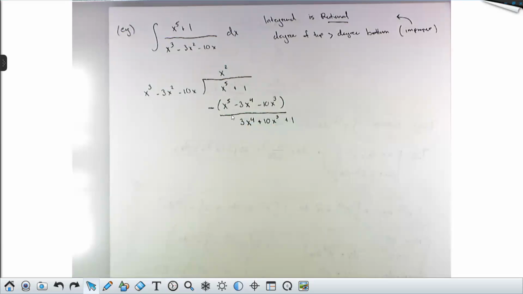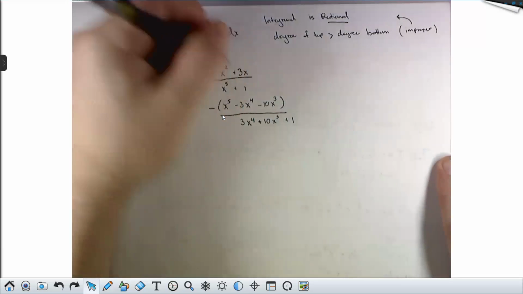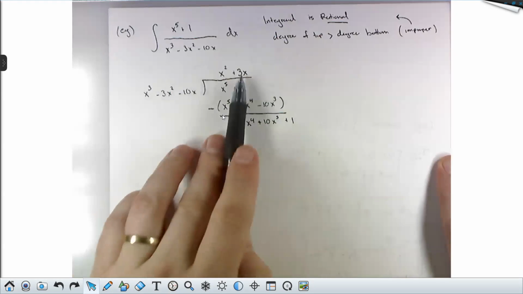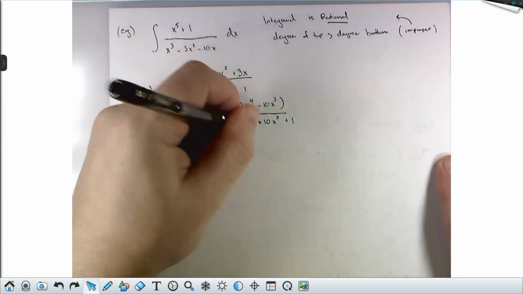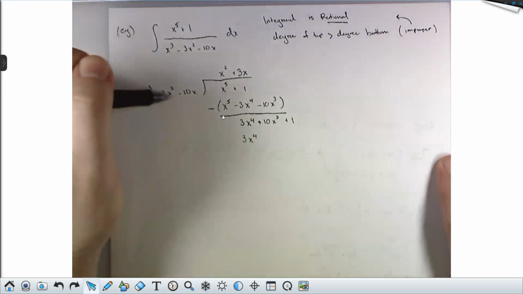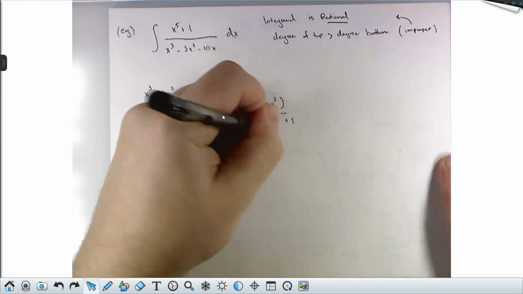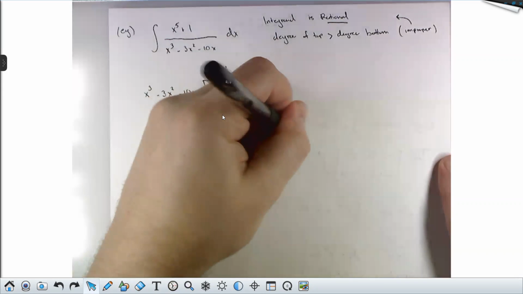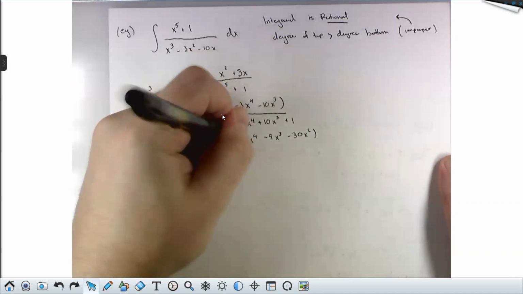Okay, then we just do it again. So now I ask about this lead term: what do I need to multiply this by in order to turn it into 3x to the 4? So x cubed times what is 3x to the 4? It's going to be an x. We also need the 3. So we write a plus 3x up here. And then I take just this 3x and multiply it by this whole thing. So 3x times x cubed is, by design, 3x to the 4. 3x times negative 3x squared is negative 9x cubed. And 3x times negative 10x is negative 30x squared. And then you subtract one row from the other.